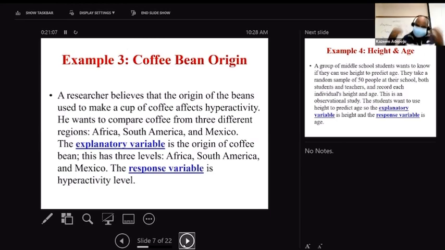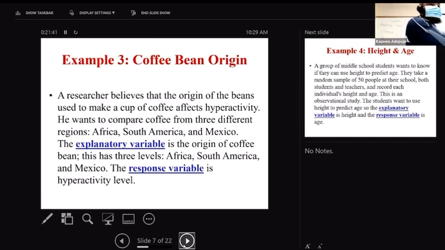Oh, I like coffee. This is another example on coffee now. A researcher believes that the origin of beans used to make a cup of coffee affects hyperactivity. Look at that, the origin of what they used to make coffee, they believe that it affects hyperactivity, and they want to compare coffee from different regions: Africa, South America, and Mexico. What is the explanatory variable here? That would be the origin.